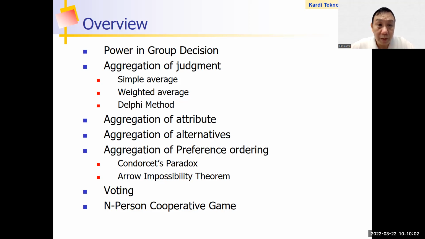Okay, so this is the overview of what we will discuss in this slide. We talk about the power in group decision, and then we talk about aggregation of judgment, and we will practice the Delphi method. And then there are many aggregation techniques, and I think at the end of the day, I will discuss voting, elections, and then cooperative games.